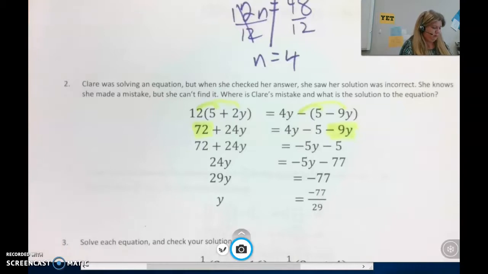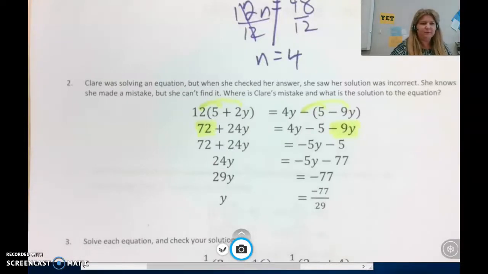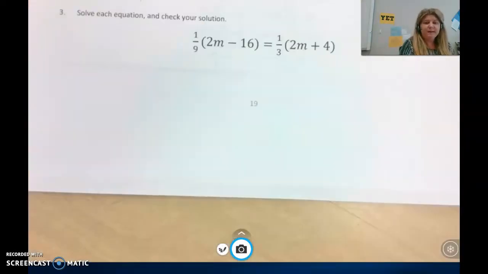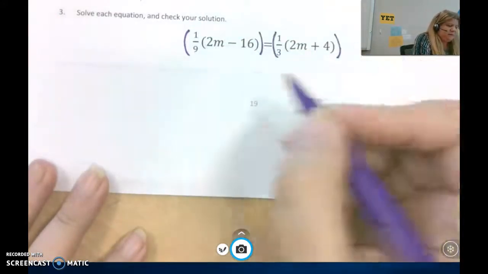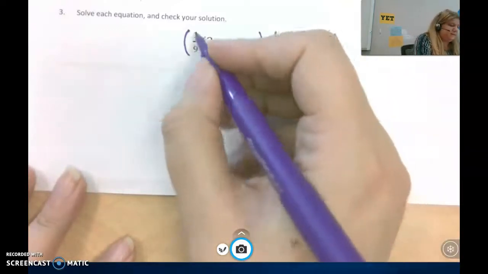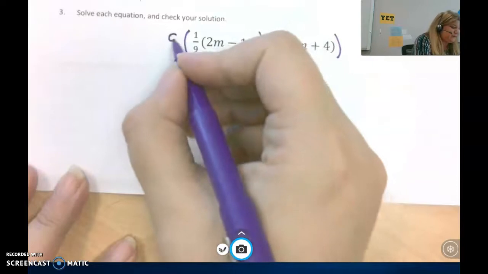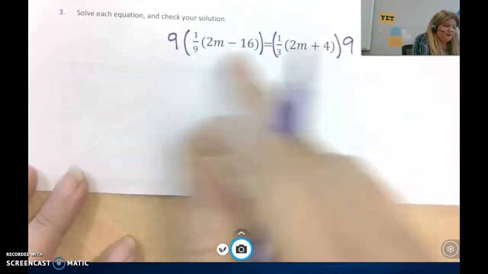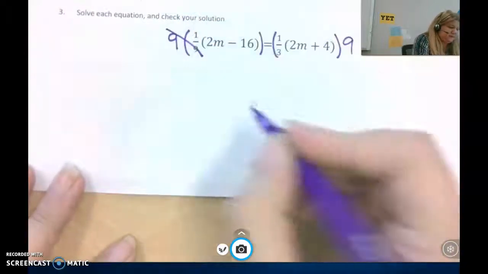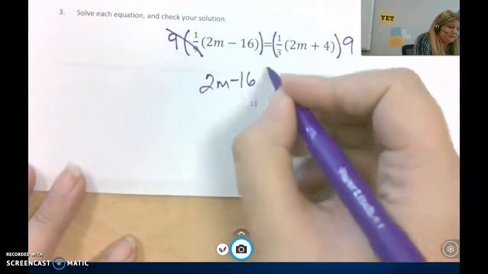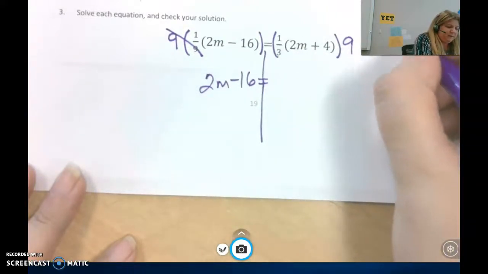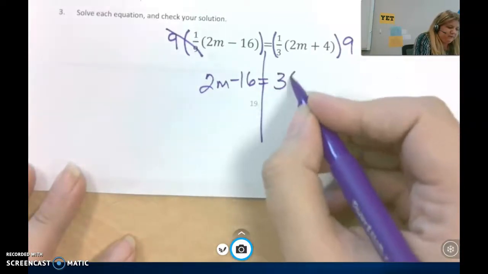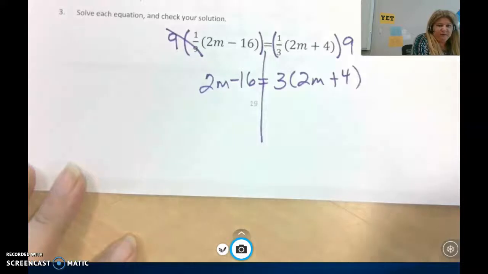Okay. Moving on to the next question. This is an excellent problem to show how we can multiply to eliminate our fractions, because I don't want to deal with this fraction. I could, but I don't want to right now. So I'm going to multiply each side of the equation by 9. So this is eliminated, leaving me with 2n minus 16 equals 9 times 1/3 is 3, so 3 times the quantity 2n plus 4.